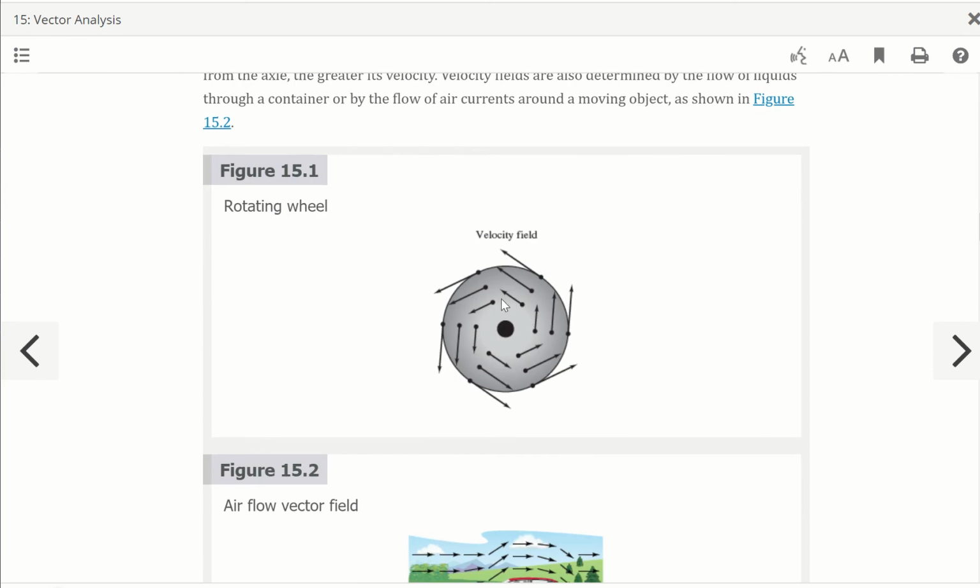For example, we could look at a vector field of a rotating wheel. Let's suppose we have a wheel that's rotating like this. One of the things some of you might realize is that in terms of linear speed, the further out on the wheel you go, the faster your linear speed is, because per rotation, points on the outside move a greater distance than points on the inside of the wheel would move.